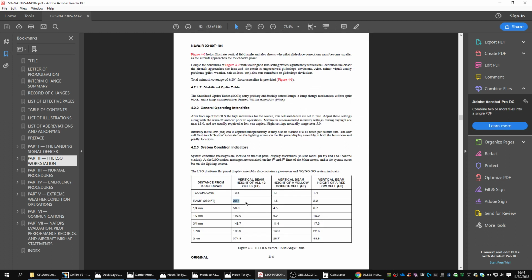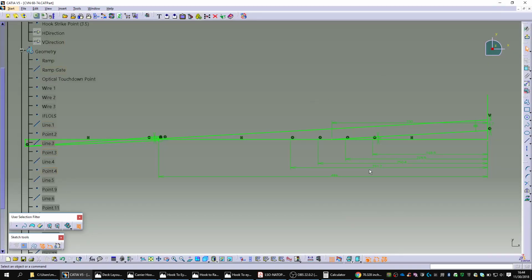More specifically, whoops, blew right past it. More specifically, this dimension, 20.4. The vertical beam height of all 12 cells, 20.4. I assume when they mean vertical, they mean relative to the world, not the IFLOLS unit, like vertically along the triangular path. You can visualize that geometry in your head real quick.